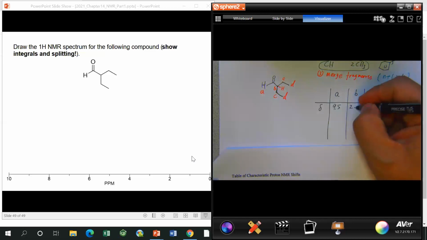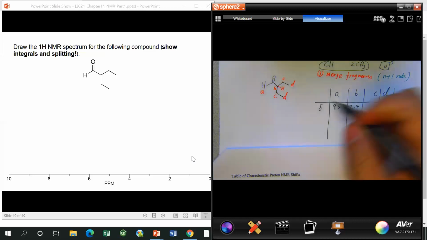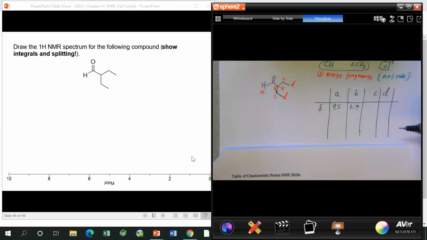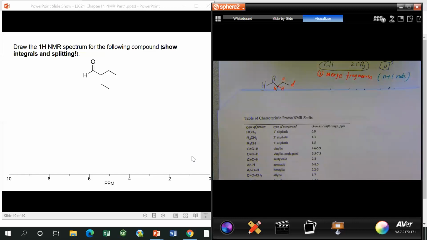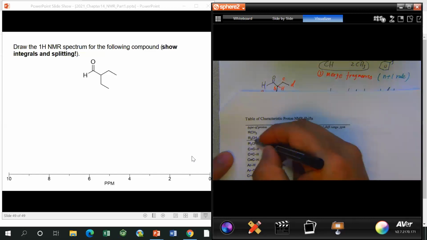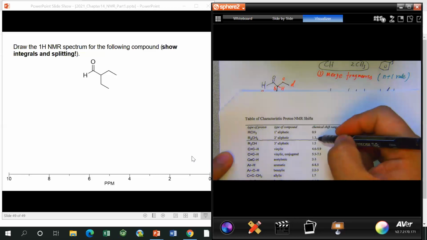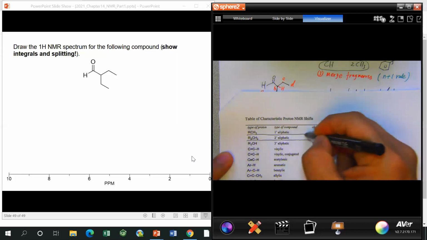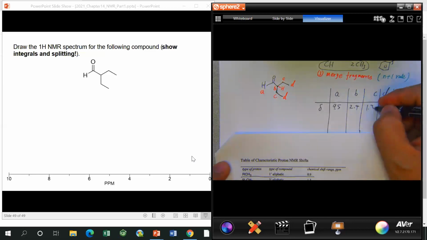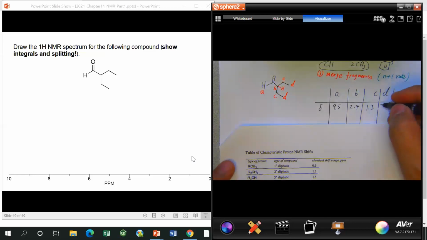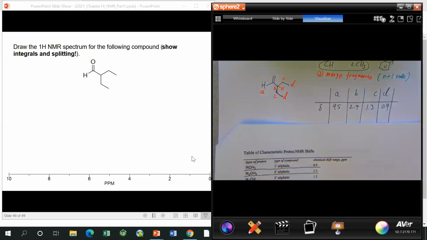About 2.7, so maybe we can call it 2.4. C and D have no functional group nearby. They are just regular CH2 and CH3, so we can also find their chemical shifts on the NMR table. CH2 is 1.3 and CH3 is 0.9. So C should be 1.3 and D should be 0.9. That gives you the chemical shifts.